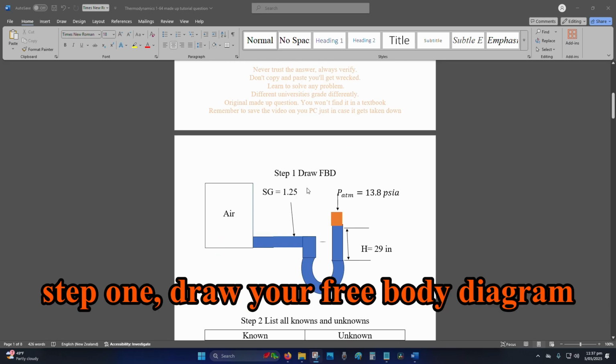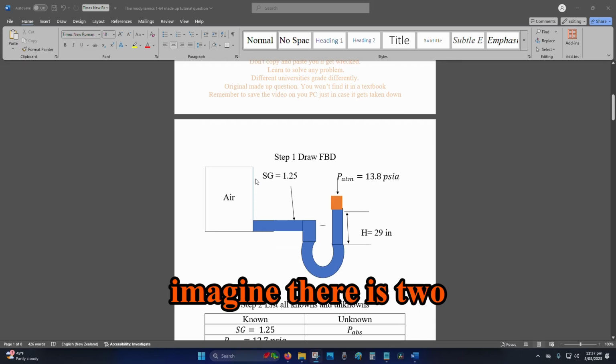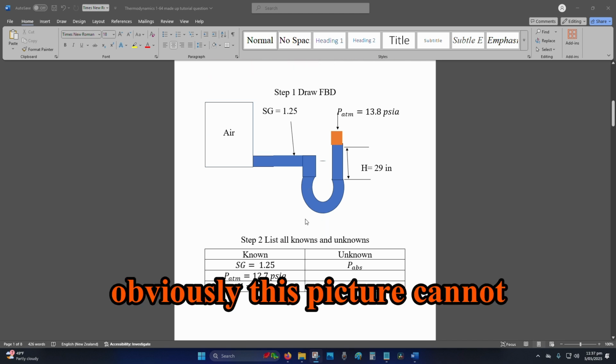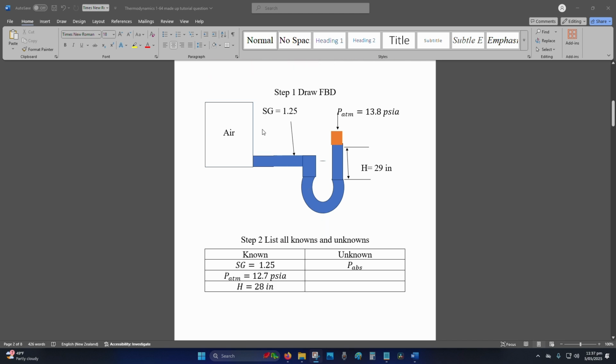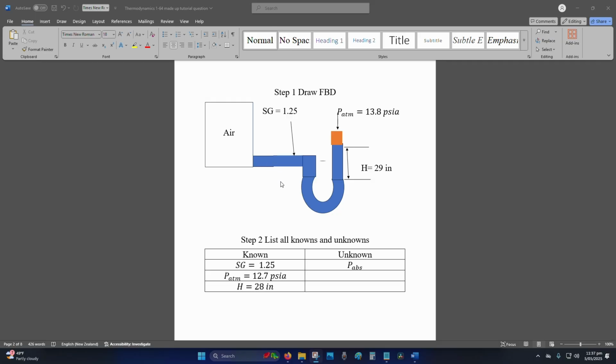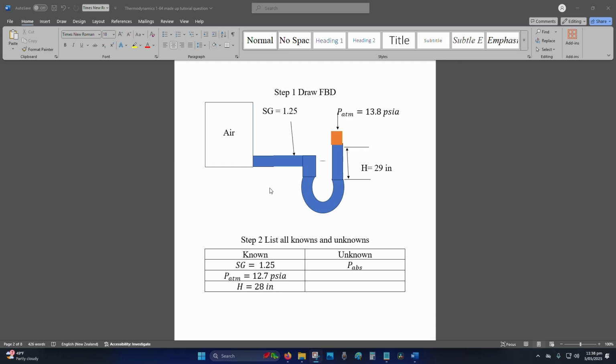Step 1, draw your free body diagram, your FBD. This will help you visualize the problem. Imagine there are two settings, one high, one low. Obviously this picture cannot animate, so there's only one setting right now. But imagine it can switch between them.